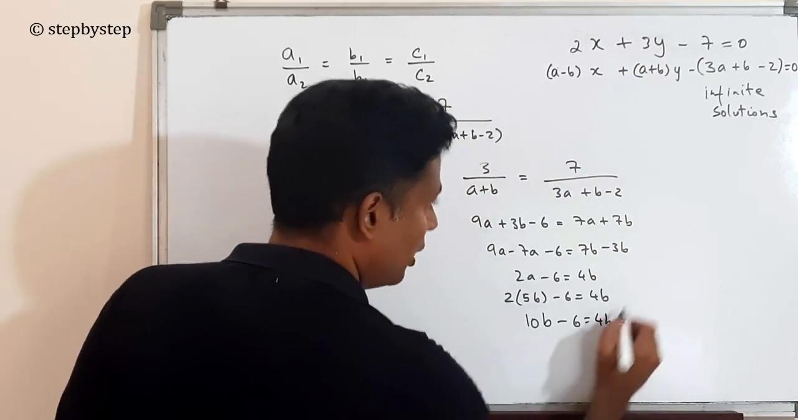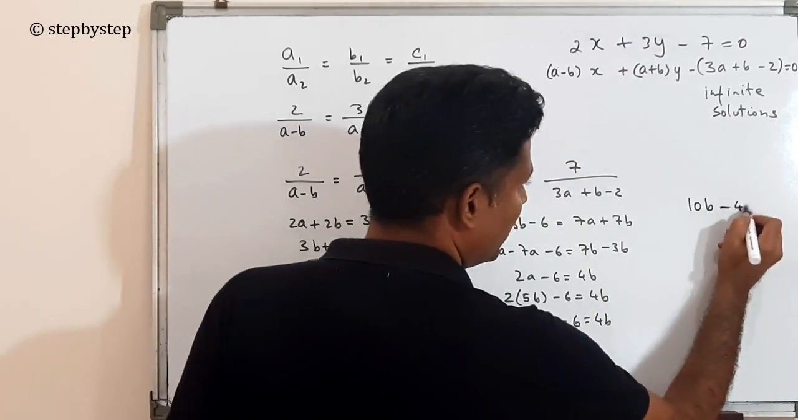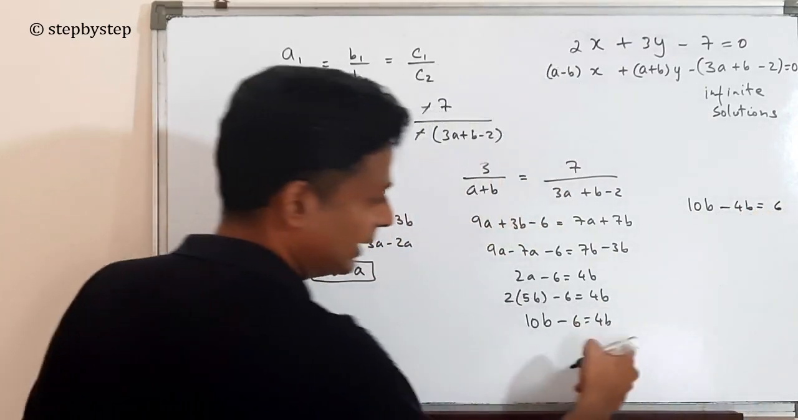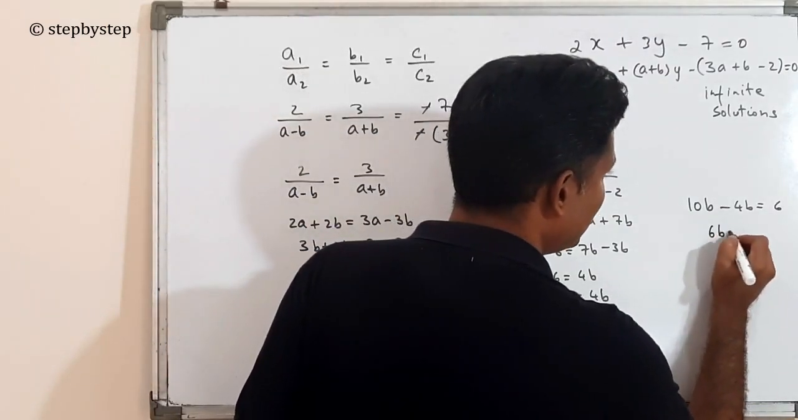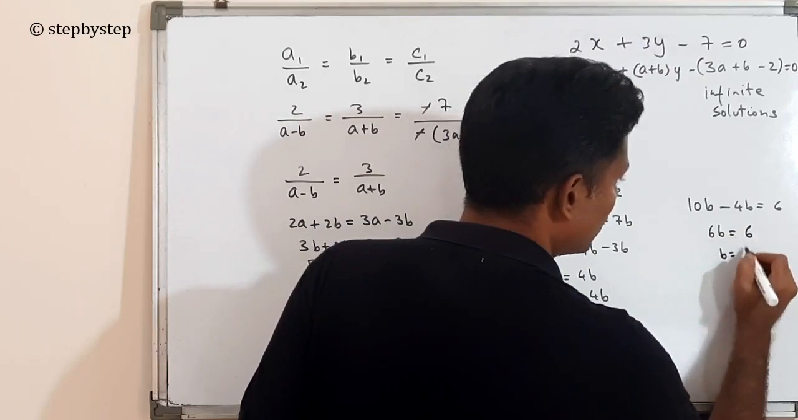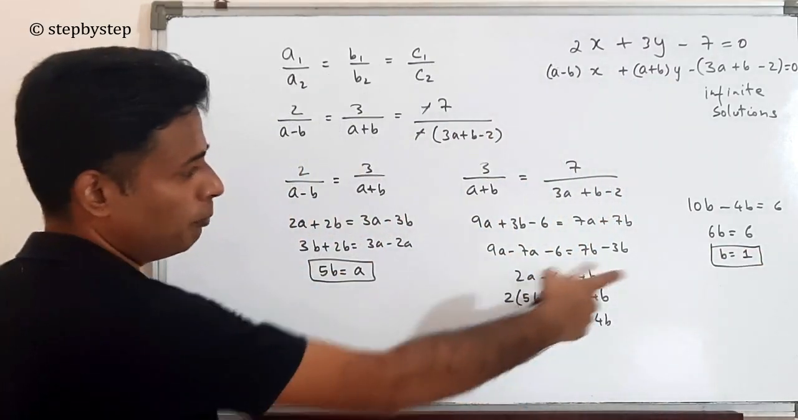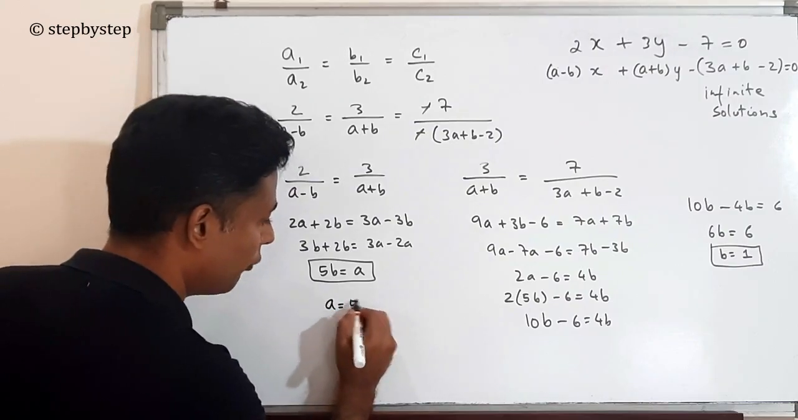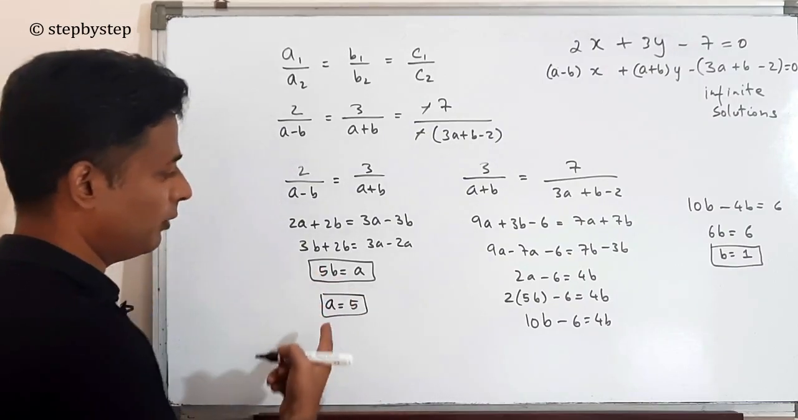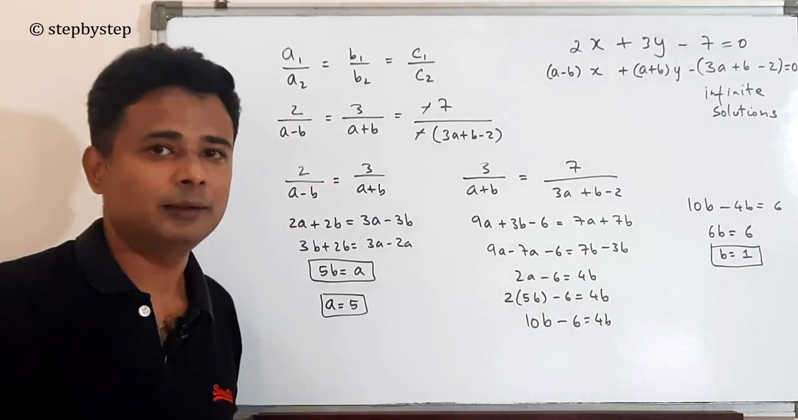And now I transpose, what will I get? 10B minus 4B equal to plus 6. Signs will change when I transpose. So I get 6B equal to 6. So B is equal to 6 by 6, which is 1. Now I got the value of B. Here substituting this, I'll get value of A as 5. Why? Because B is 1, 5 into B, 1 is 5. So I found the values of A and B.